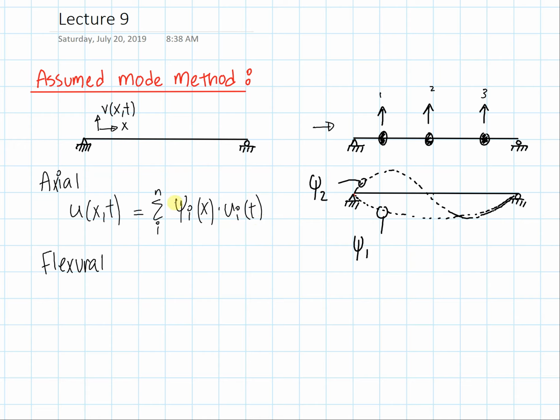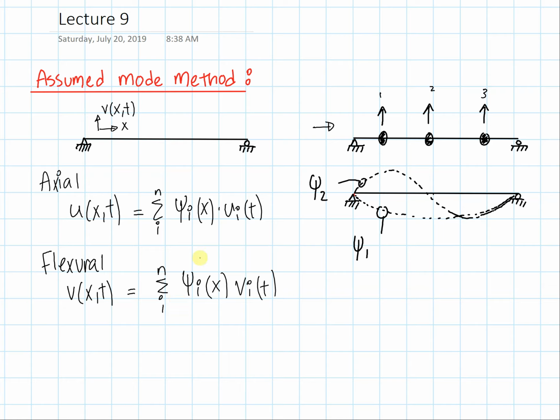So we're going to have u_i, and u_i is going to be a function of time. In the case of flexural elements, we're dealing with lateral deformations, so we're going to have v(x,t), and that's going to be equal to the sum of a similar structure as before, psi_i(x), and this time instead of axial deformations for each mode, we're going to have lateral deformations for each mode, which is also a function of time. Now, when we're selecting these psi functions, we have to look for admissible functions that meet conditions like the boundary conditions and so forth.